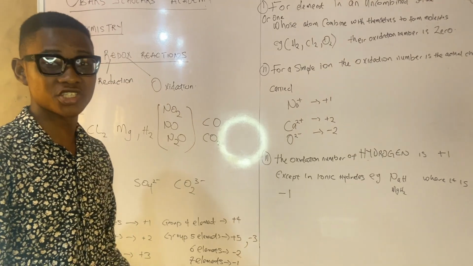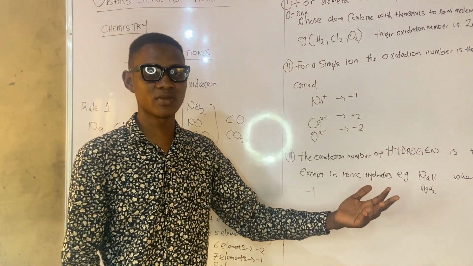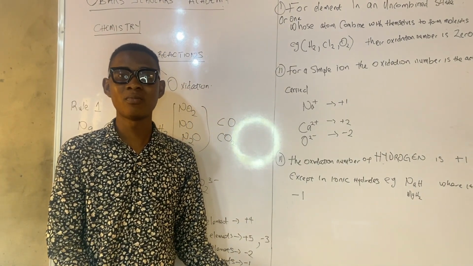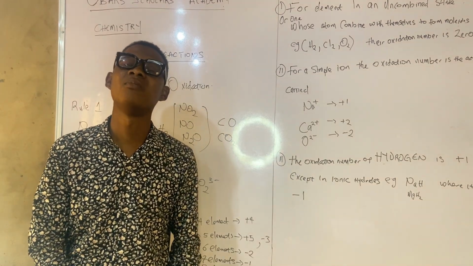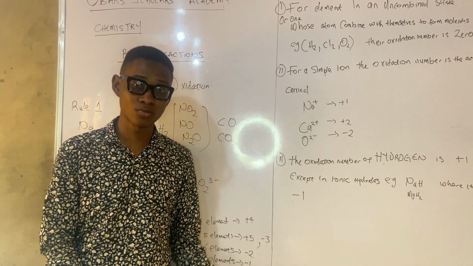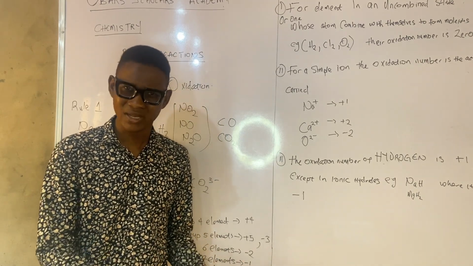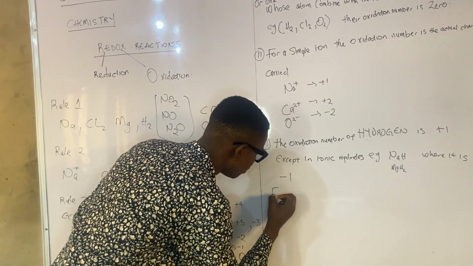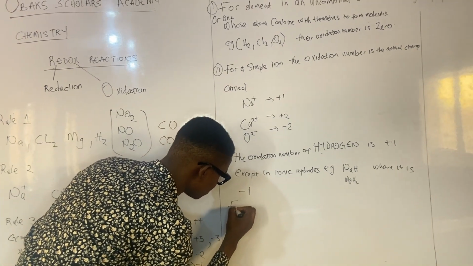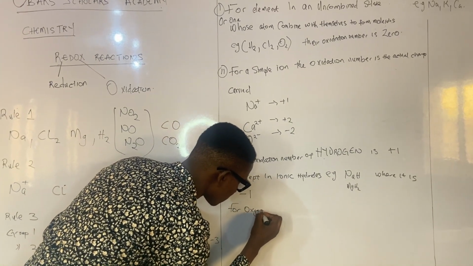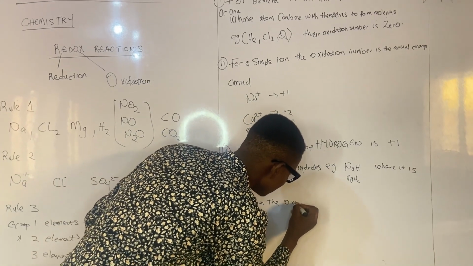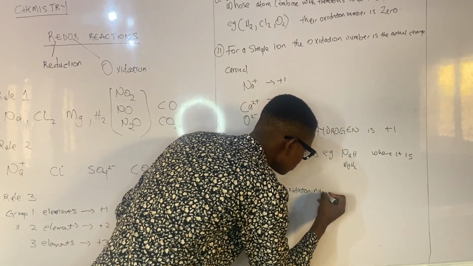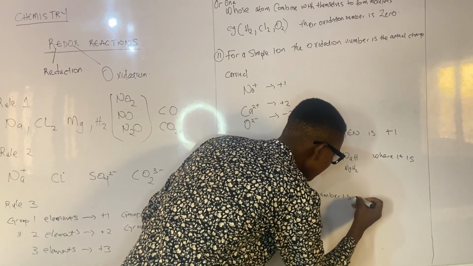Now, the second one is for oxygen, because we will solve questions that ask for the oxidation number of a particular element. And most times, the atoms that will be there will be hydrogen, oxygen, and some other atoms whose oxidation numbers are very, very common. And you have to know some certain rules. So for oxygen, the oxidation number is what? Minus 2.